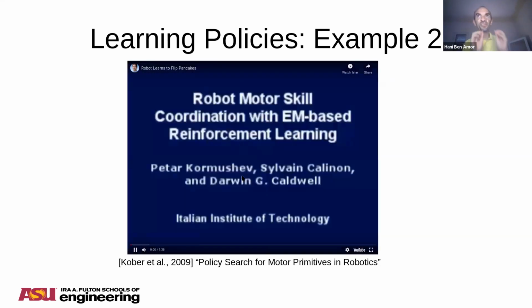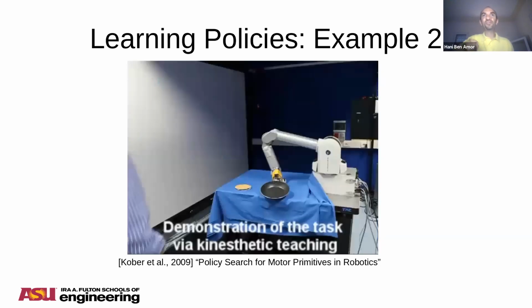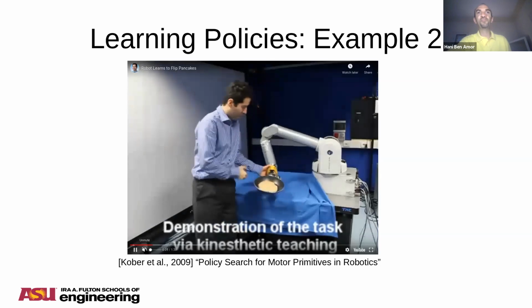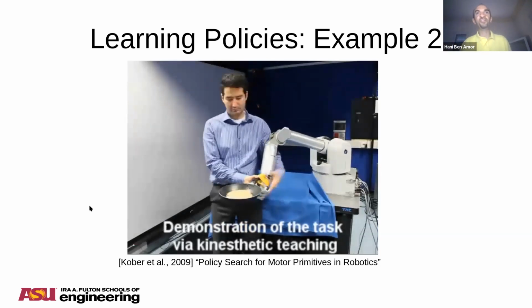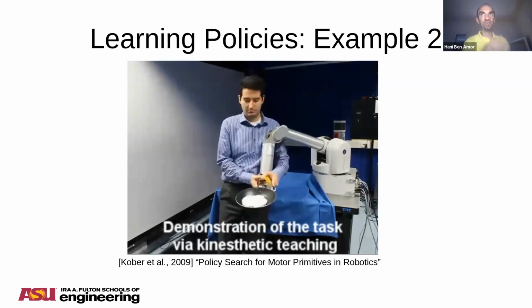Here's the same thing with a small twist. So in this case, we're trying to teach the robot how to balance or create a pancake and flip it around. But in this case, we maybe provide an example in the beginning.